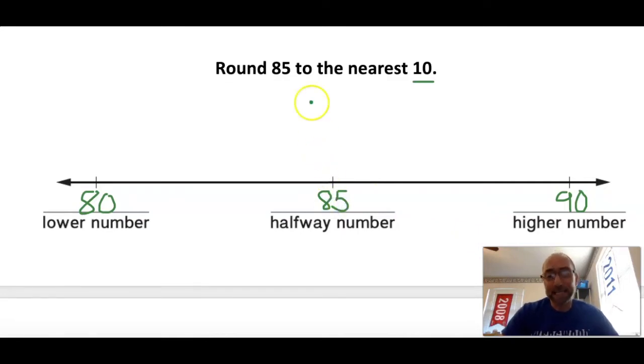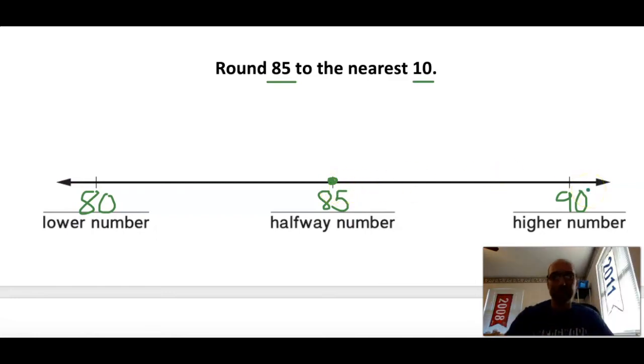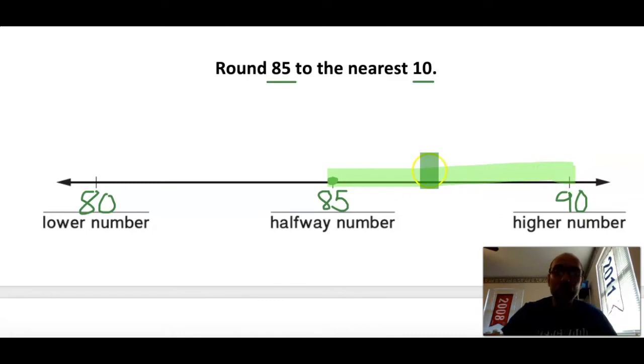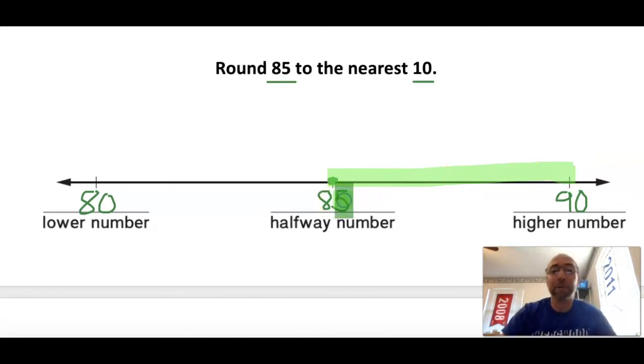So I want to put a tick mark and then a dot where my number 85 is. But I already have 85 since it's my halfway number. Now the question becomes, does 85 round to 80 or does 85 round to 90? Well, it's exactly in the middle. And in math, we have a rule for that. When the number is exactly in the middle, we round it to the higher number. Usually we say that if there's a number 5 or higher, we round it up.